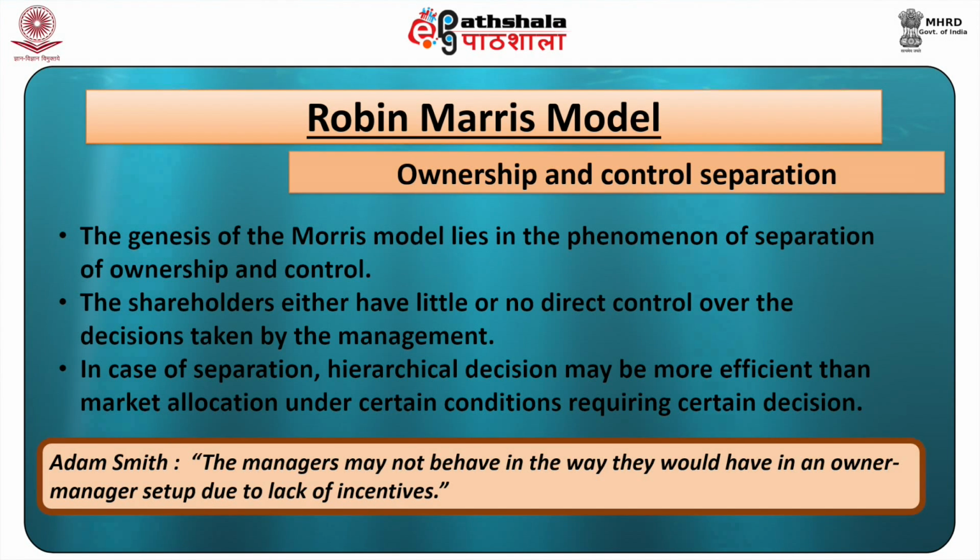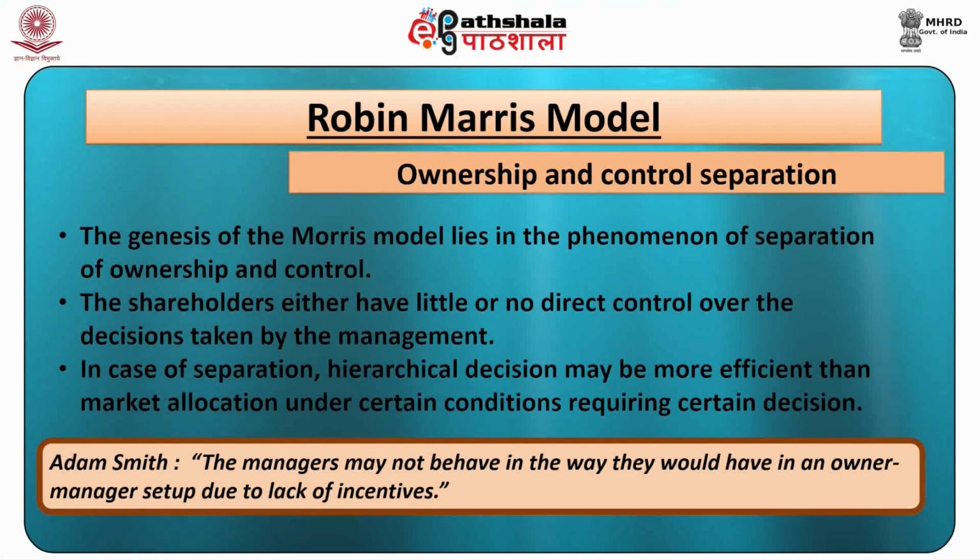The genesis of the Marris model lies in the phenomenon of separation of ownership and control. Here the shareholders either have little or no direct control over the decisions taken by the management. This separation comes with associated benefits and costs. In case of separation, a hierarchical decision may be more efficient than market allocation under certain conditions requiring certain decisions.